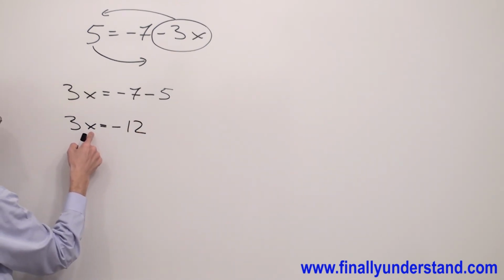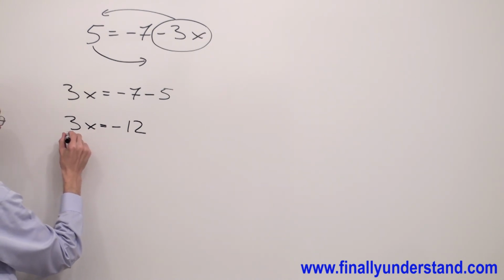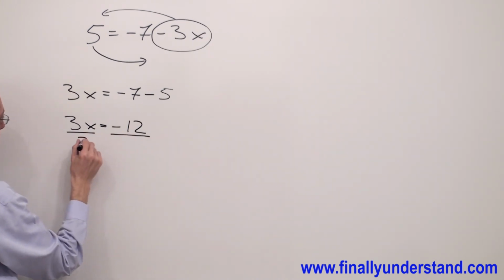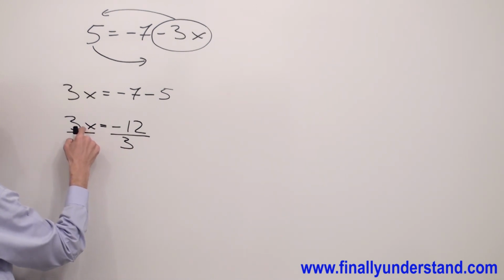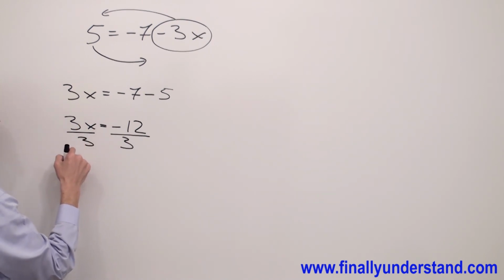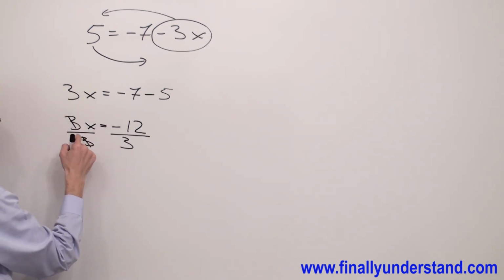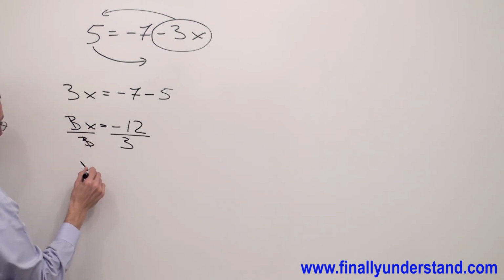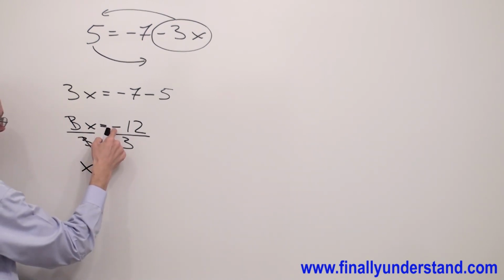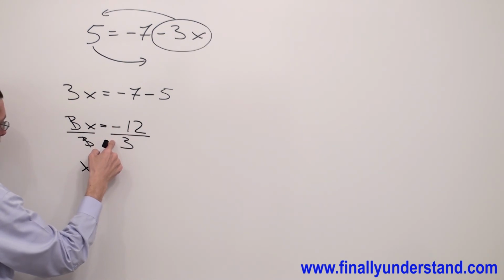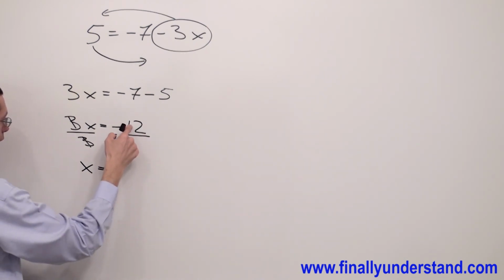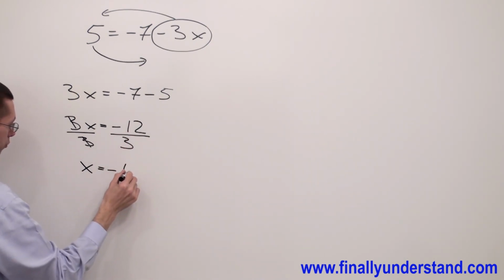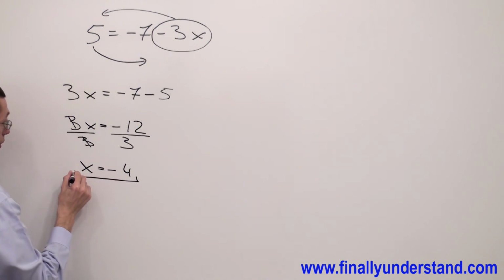In order to find x, I have to divide both sides of the equation by 3. Why? Because I want to find x by itself and I want to eliminate multiplication. Anytime you want to eliminate multiplication, you're supposed to use division. 3 divided by 3 is 1. 1 times x is x. Equals negative divided by positive, invisible positive, is equal to negative. 12 divided by 3 is equal to 4, so x equals negative 4. This is the solution to my problem.